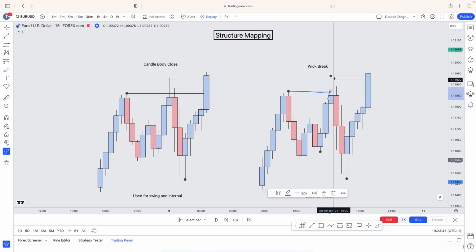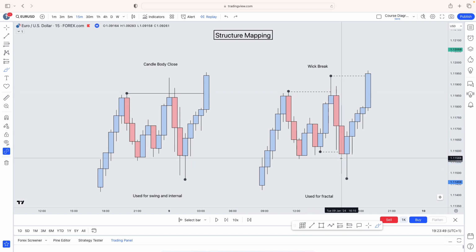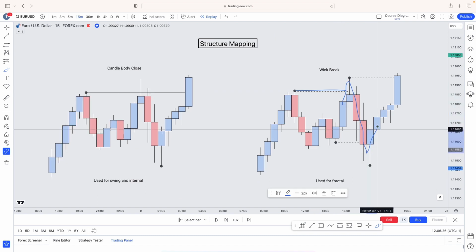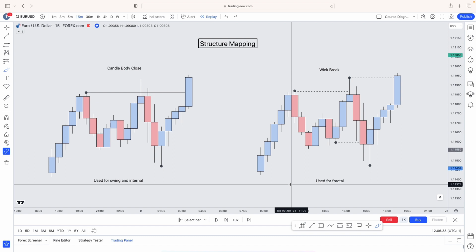Price then pulls back towards the fractal low, and there'll be more on how to map this fractal low later in the video, and then breaks this fractal low. Price then pushes up yet again, breaking that fractal high, causing this higher fractal high to form. Now, I hope from these diagrams you can see how fractal structure is a lot more aggressive than internal and swing structure.